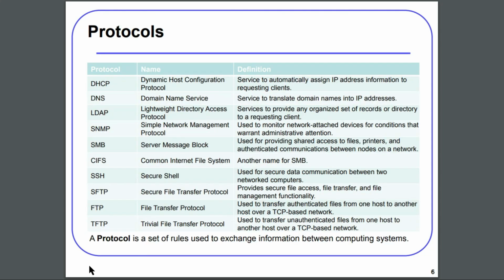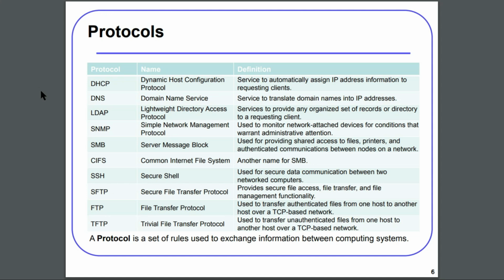So these are the different types of protocols, their names and definitions. First is DHCP, dynamic host configuration protocol, a service to automatically assign IP address information to requesting clients. Second is DNS, domain name service, a service to translate domain names into IP addresses. Third is LDAP, lightweight directory access protocol, a service to provide any organized set of records or directory to a requesting client. SNMP means simple network management protocol, used to monitor network attached devices for conditions that warrant administrative attention.